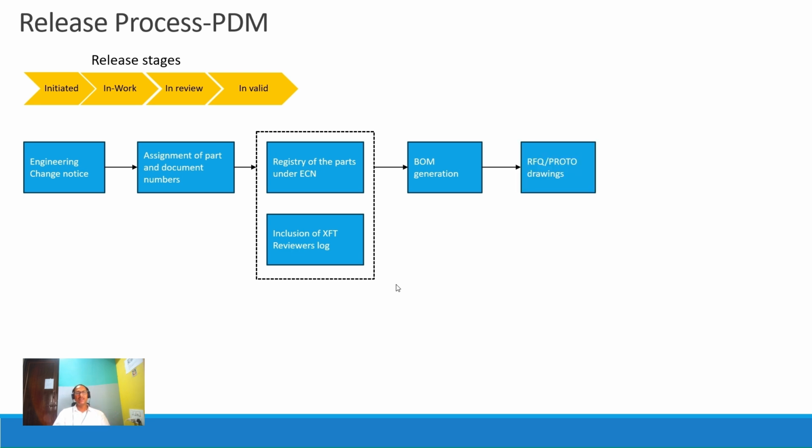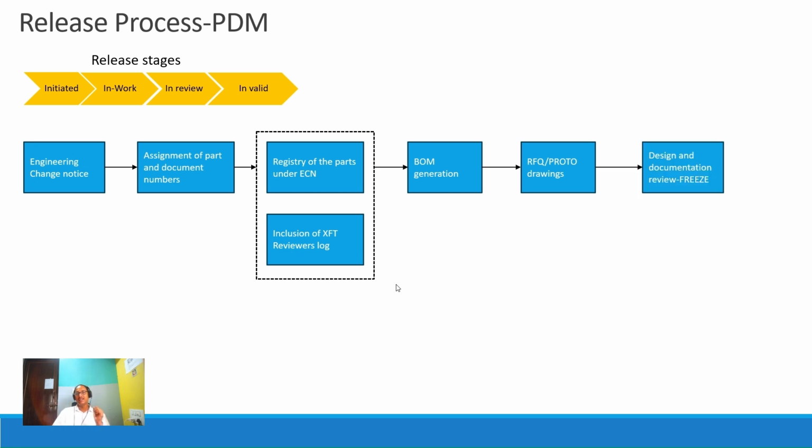The next step here is creation of the proto or the RFQ drawings. The engineers create the drawings of the components only, and the requirement of those drawings is only for the RFQ or the proto release. So he gives only the basic dimensions for those views.